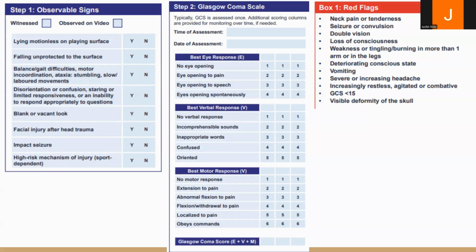For verbal response, we have 1 through 5, no verbal response being a 1 and oriented being a 5. And for best motor response, we have no motor response as a 1 and obeys command as a 6. And we'll take those and add those together for the Glasgow Coma Scale. And then as well, we still have those red flags that we're looking for throughout the examination.